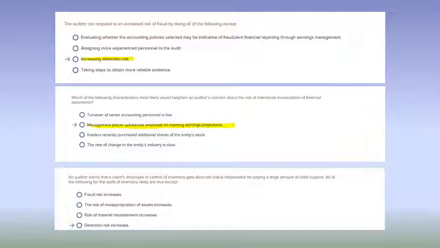Insiders recently purchased additional shares of the entity's stock. I don't think that's going to make them want to steal. That's going to make them want to see that the company performs well and that the stock increases in value. The rate of change in the entity's industry is slow. Well, look, if we do a planning analytic and then we see a larger increase in revenue than against the industry, that might cause us to be concerned about fraud. But that's not really something that's going to most likely heighten the auditor's concern. I think this second one is the classic concern here.